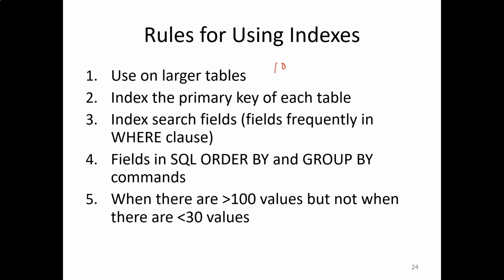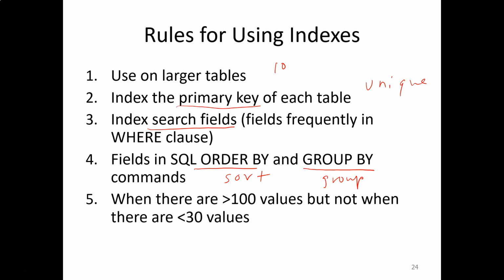The second rule is index the primary key of each table. Well, the reason is because the primary key is always unique for every record. It makes sense to index the primary key. And then the third rule is index the search field. If you're using a field to search for records frequently, then it makes sense to index it, right? Because this way you can quickly find the record. And the fourth rule is fields in SQL order by and group by commands, because you're going to be sorting the results using the order by field, and also you're going to be grouping records using the group by field. So you probably want to index these two fields.